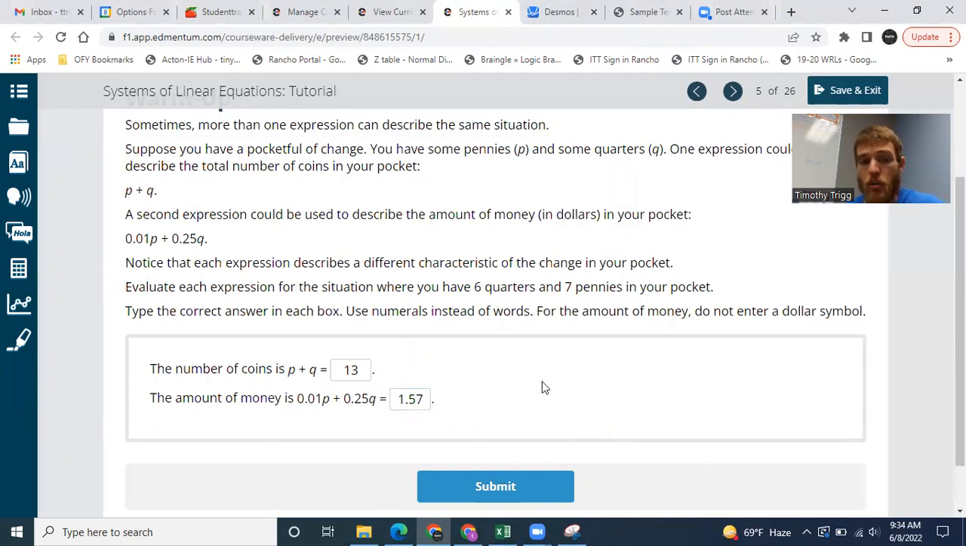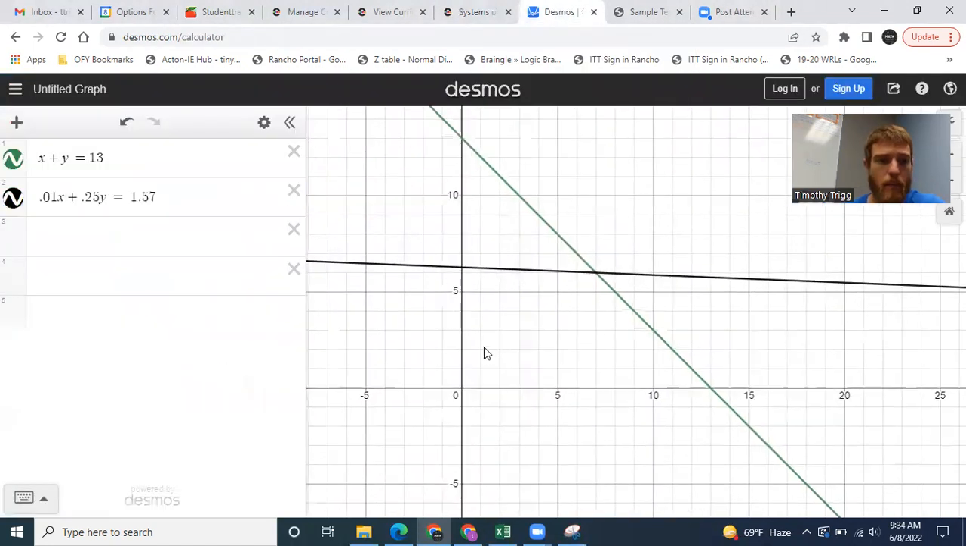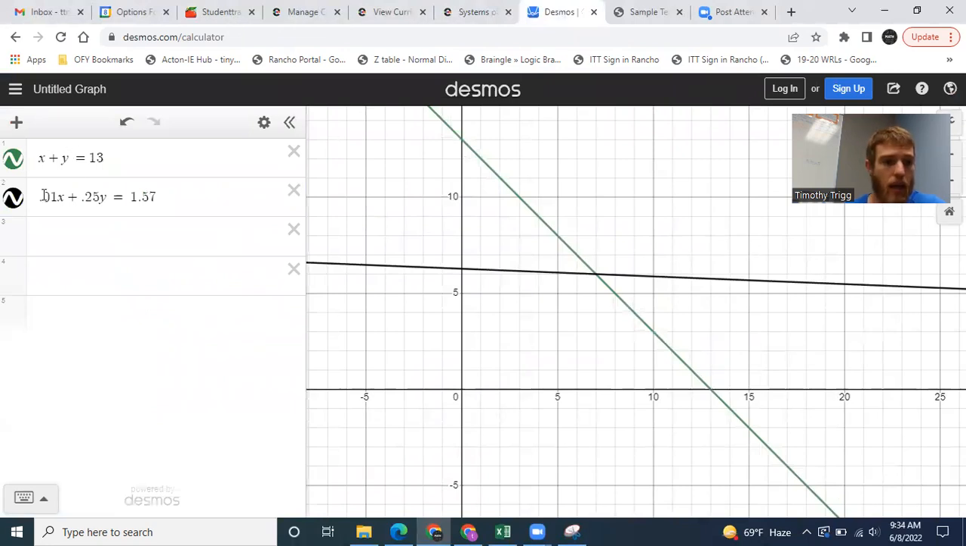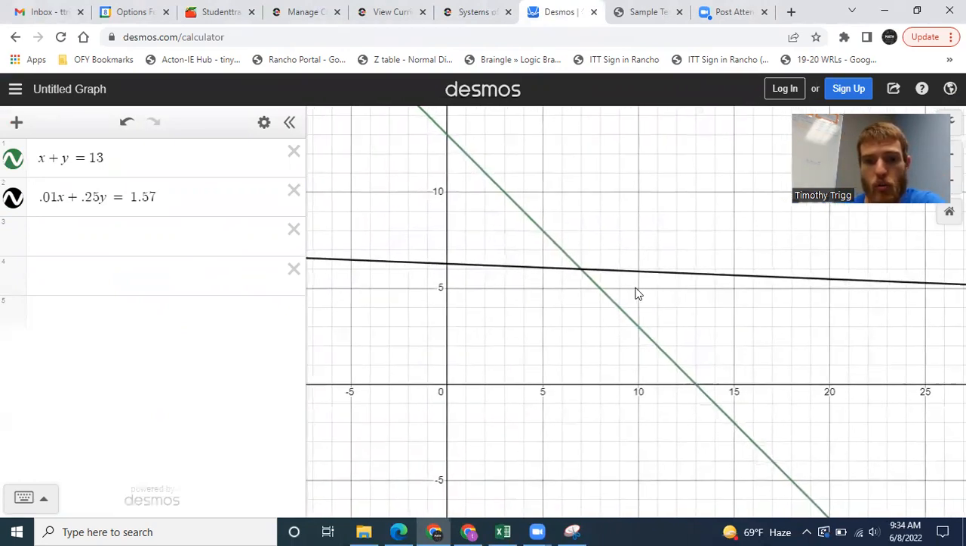Now, what we can do is graph these two equations. What we should see is that the two equations cross at a point with 6 quarters, 7 pennies. So I graphed these two equations on Desmos here. X plus y equals 13 and 0.01x plus 0.25y equals 1.57. Here I'd use x and y instead of p and q, but same idea. Here we could see where these two lines cross. Notice the lines cross at 7,6, meaning 7 pennies and 6 quarters, which is exactly the numbers we used.